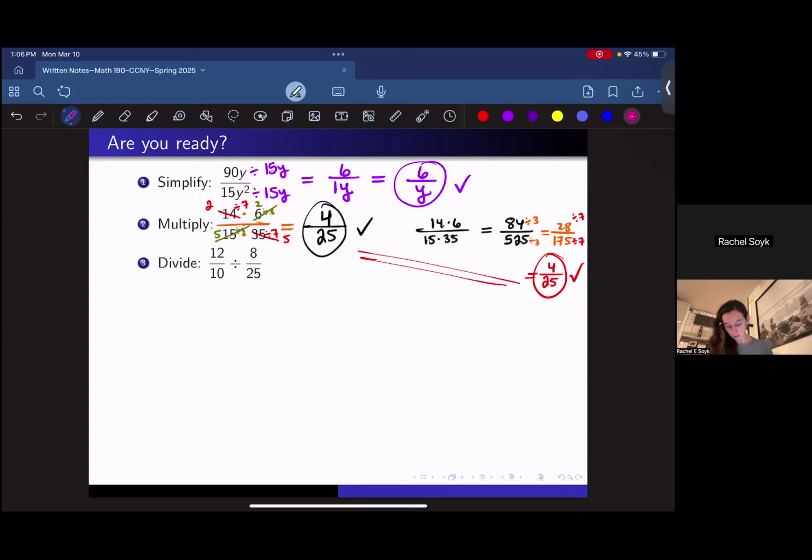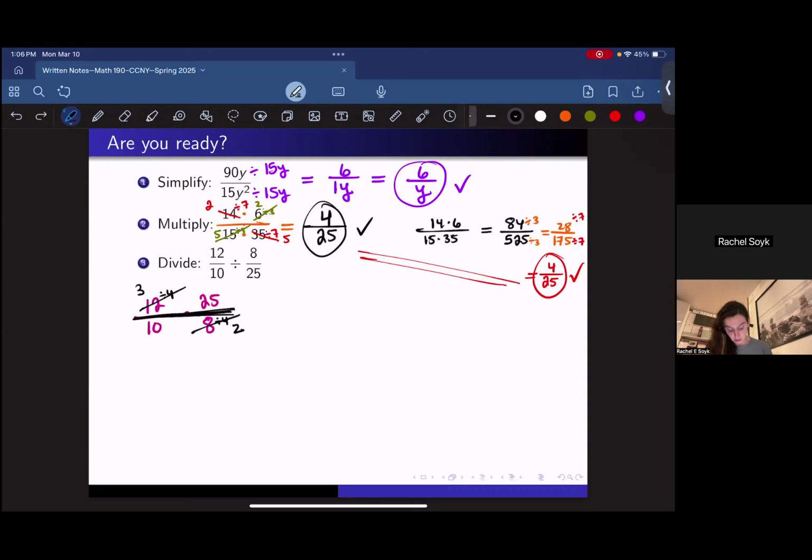So when you divide by a fraction, what's the trick? Keep, change, flip. Keep the first fraction the same, change the division to multiplication, and then flip that last fraction. So now it's looking like 25 over 8. And then once again, look for common factors. Common factor between 12 and 8 is 4. How many times does 4 go into 12? It goes in 3 times. How many times does 4 go into 8? It goes in twice. And then common factor between 10 and 25 is 5.